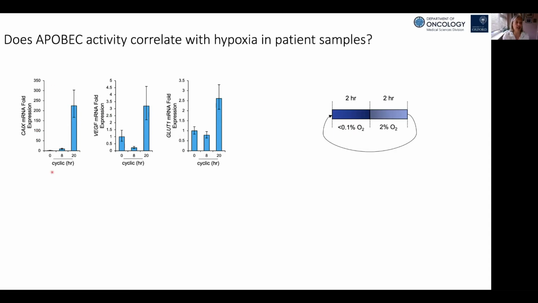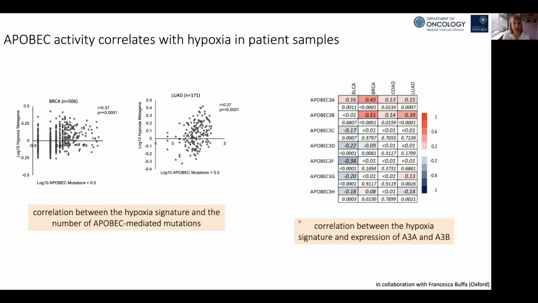So these are 3 HIF1 targets, and you can see they're being increased in cyclic conditions, as you would expect. So we thought that maybe we could use the hypoxia signature as a sort of surrogate for cyclic hypoxia in this case, and use that to ask, was there any evidence of the mechanism that I've described to you leading to APOBEC activity in patient tumours?